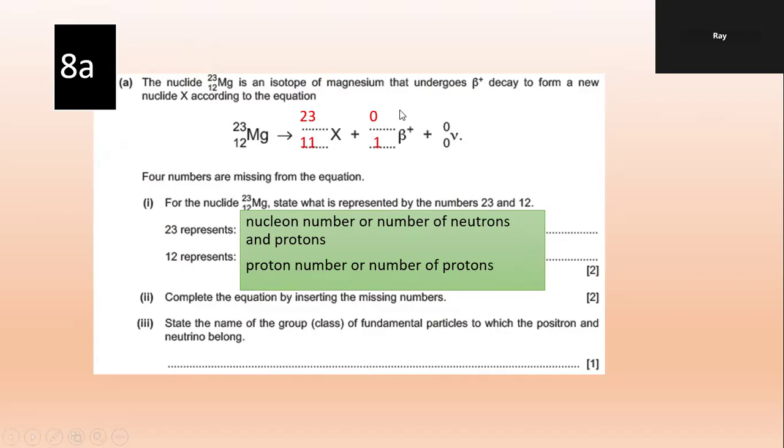State the name of the group or class of fundamental particles to which the positron and neutrino belong. What's the answer? I think it's leptons. Say again. Leptons. Lepton. Okay.